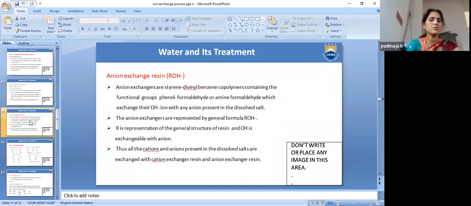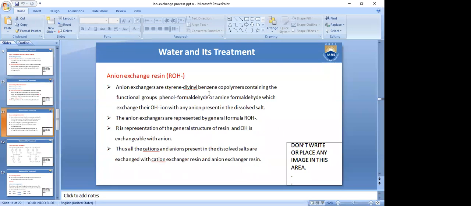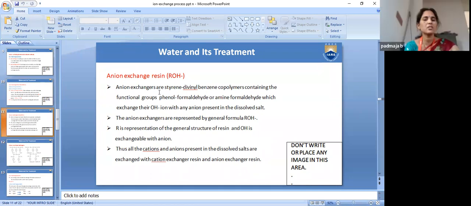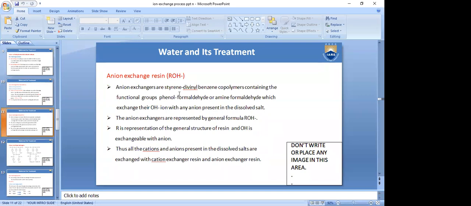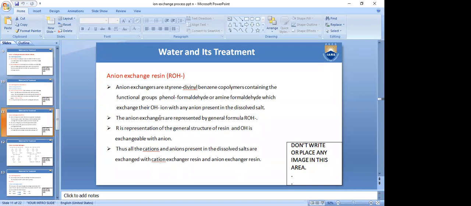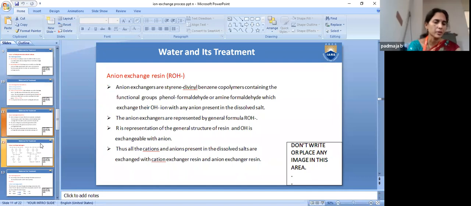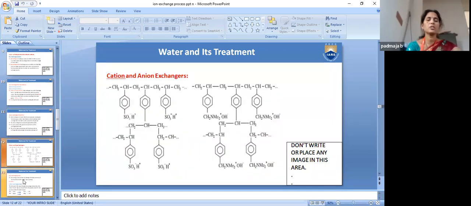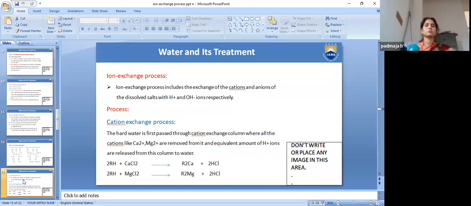What is anion exchange resin? Anion exchangers are styrene divinyl benzene copolymers containing the functional groups phenyl formaldehyde amine or amine formaldehyde. Okay, so now you know, students, what ion exchange resins we are using: cation exchange resin and anion exchange resin.